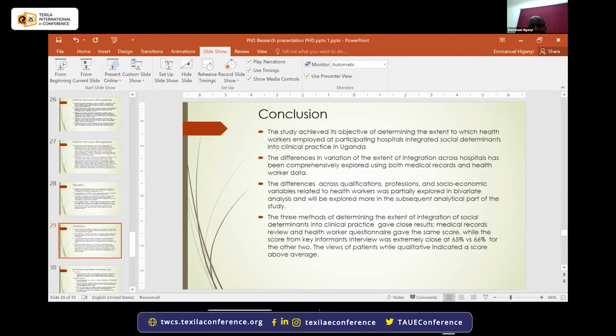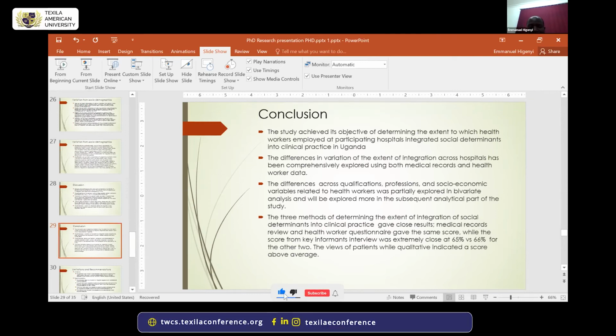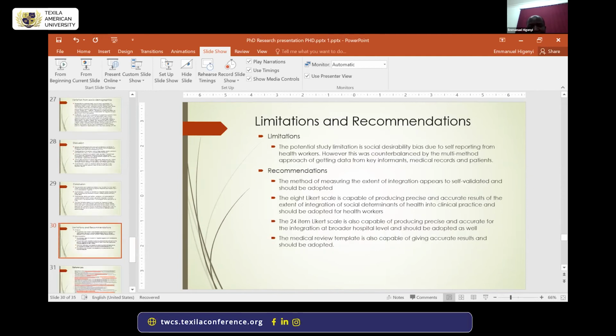So in conclusion, the study has achieved the objective of determining the extent, but also brings on board a very key method for measuring the extent, and therefore validated it. It proved that using that approach, we can come up with a good measure of the extent of integration of social determinants of health. We saw that the methods had similar results and were close to each other. And using reliability analysis, they were also found to be quite reliable. So I think this could be adopted.